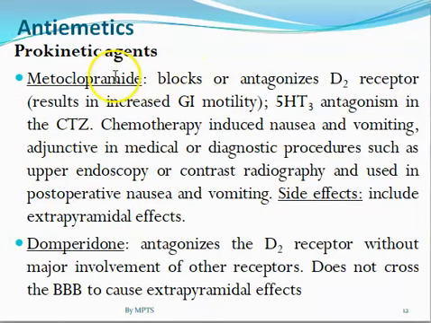Now, metoclopramide, of course, is a prokinetic agent, and it blocks or antagonizes the D2 receptors. This results in increased GIT motility. It can also block 5-HT3 receptors in the CTZ. It is used in chemotherapy-induced nausea and vomiting or as an adjunct in medical or diagnostic procedures such as endoscopy.